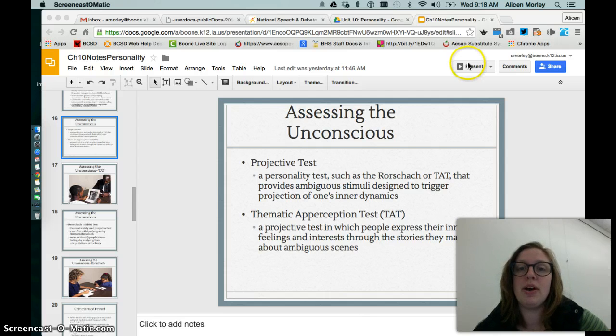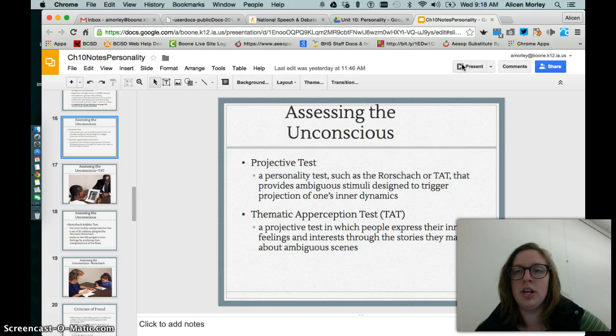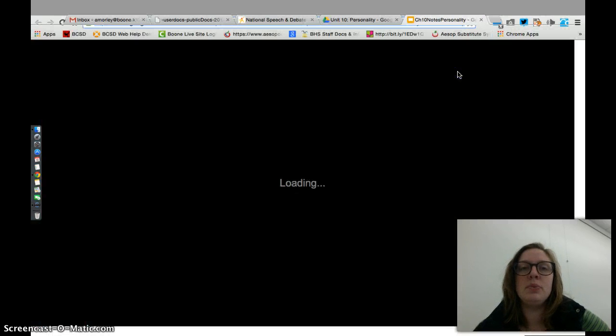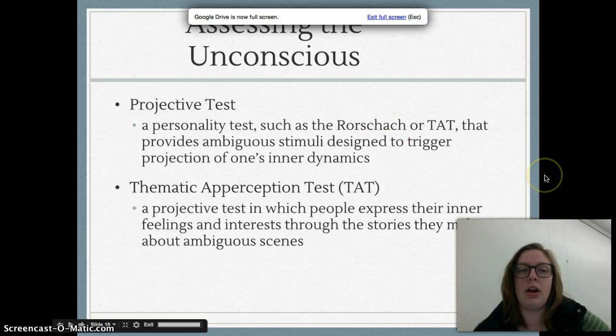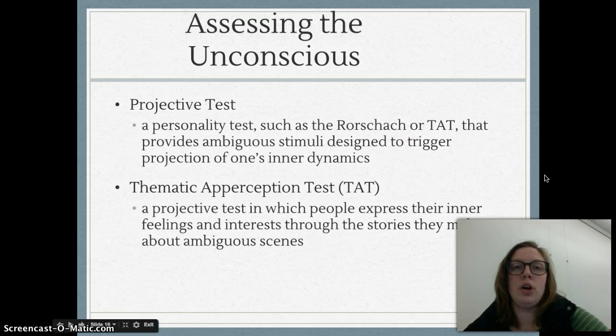We're going to talk today about assessing the unconscious. So we're still sticking on Freud for a little bit longer here and discussing different ways that we can test what's going on in the unconscious mind. As you know, it's very difficult to get into the unconscious mind, right? It's not tangible, where the individual isn't even aware of it. So there's a few things we can do.